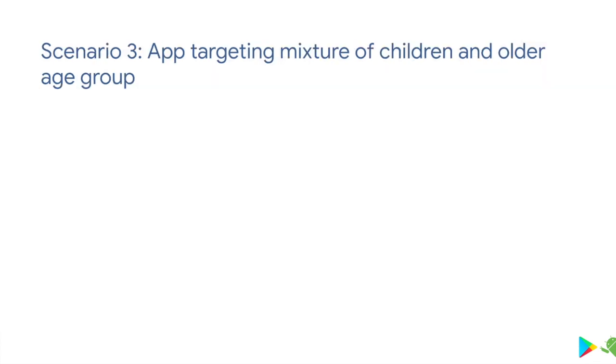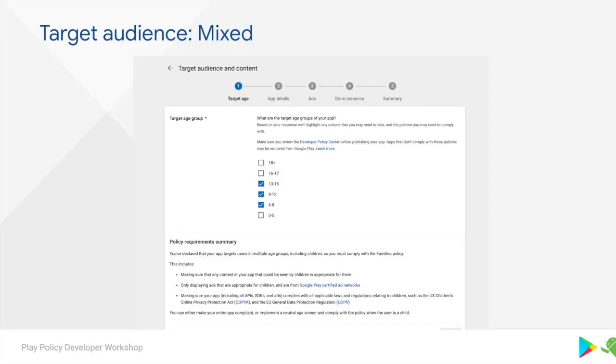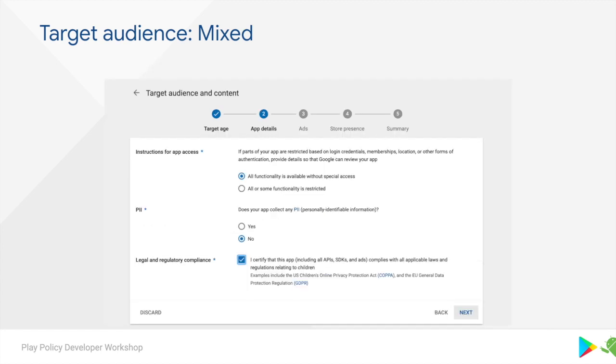So moving on to the third and the last scenario, any apps that are targeting both children and older age group. This scenario applies when you select target age groups that are a mixture of top 3 and bottom 3 options. And this scenario applies to most of the developers out there. Same as the other 2 scenarios, you can start the process by selecting the target age group that you think your app targets. Then you will go through the app details page to declare a collection of personally identifiable information and certification of compliance since your audience includes children, just as the process for scenario number 1.